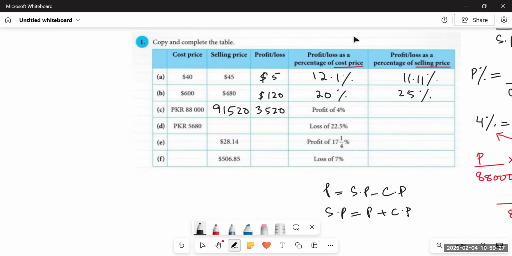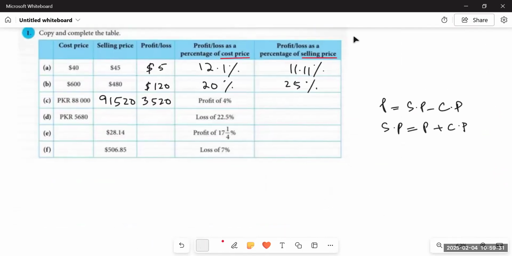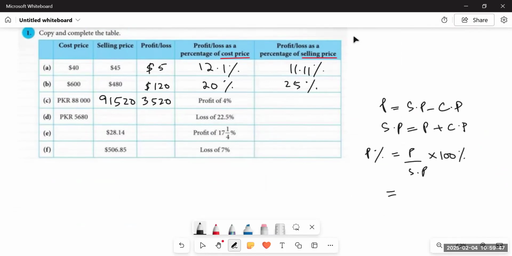You see, all we need to do is find out profit or loss, using any method, right? And after we have got the profit, now we can easily find out the profit as a percentage of selling price. How? Using the same formula, which is P upon SP multiplied by 100%. So this time we'll put profit in the numerator, which is 3520, selling price in the denominator, which is 91520, multiplying it by 100%.